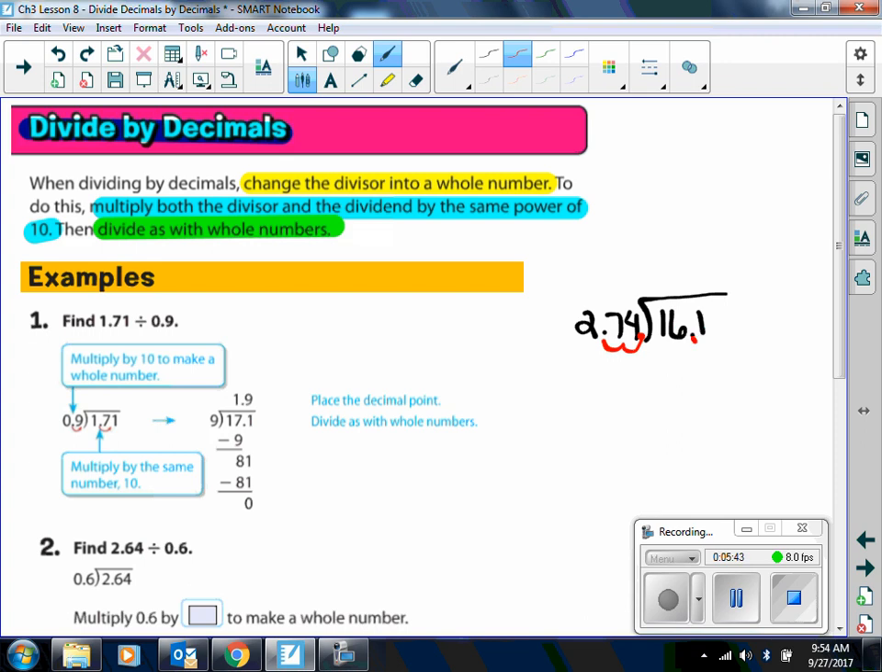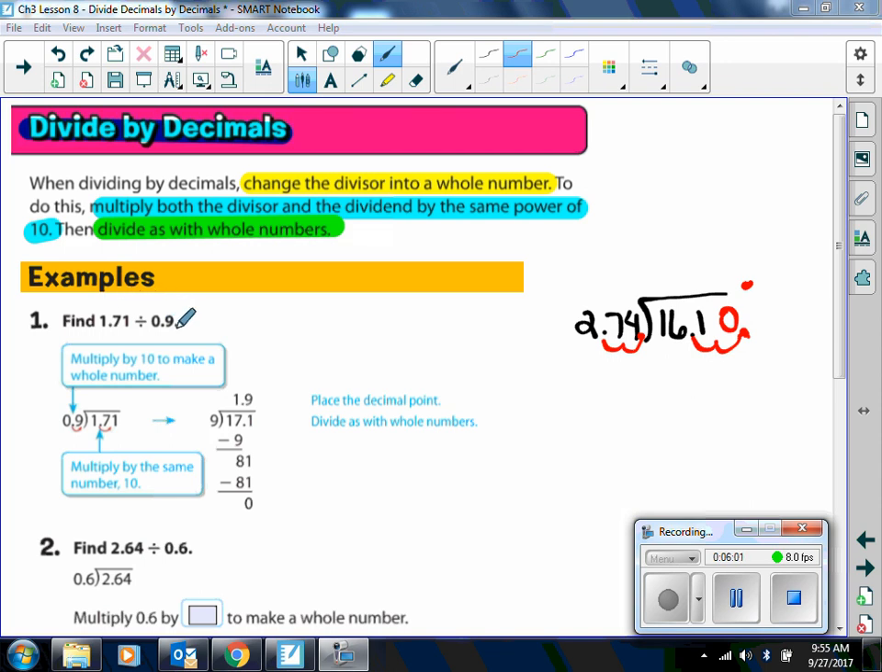So I'm going to move the decimal 2 places over here too. So now my decimal is over here, and what do you think I'm going to do over here? You're going to annex a 0. So example 1, it says find 1 71/100ths divided by 9/10ths.